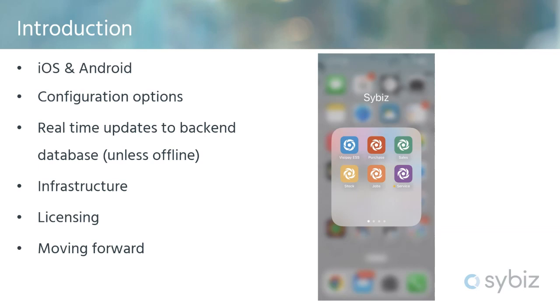From a vision perspective, the apps are actually free to download, but the web API which powers the apps is a separate module as well. And that module, just as a sidebar, is included in the Sybiz business pack. So if you do have a business pack license, you already have that module sitting there ready to go. And so assuming your infrastructure is up to standard as well, then you could get up and running reasonably quickly if you're on those business packs.